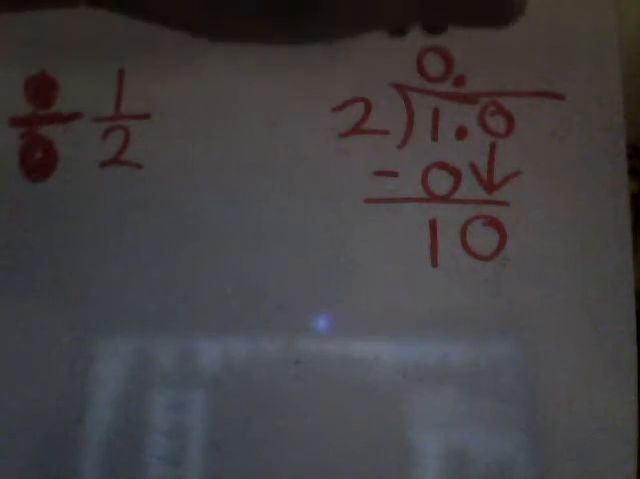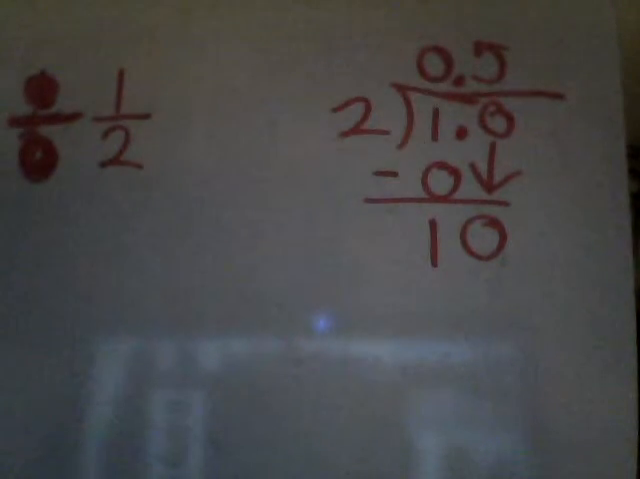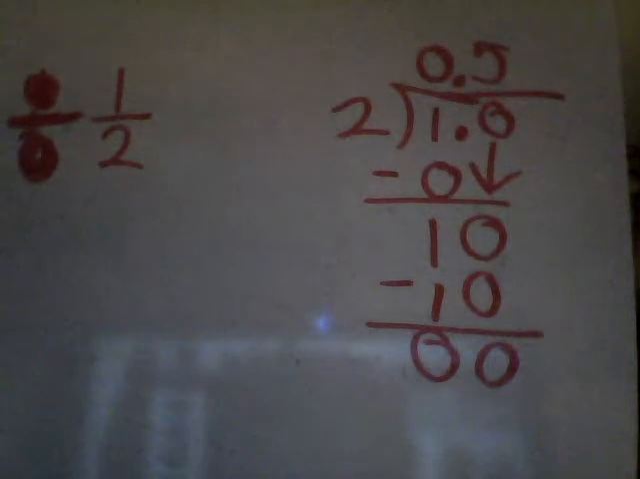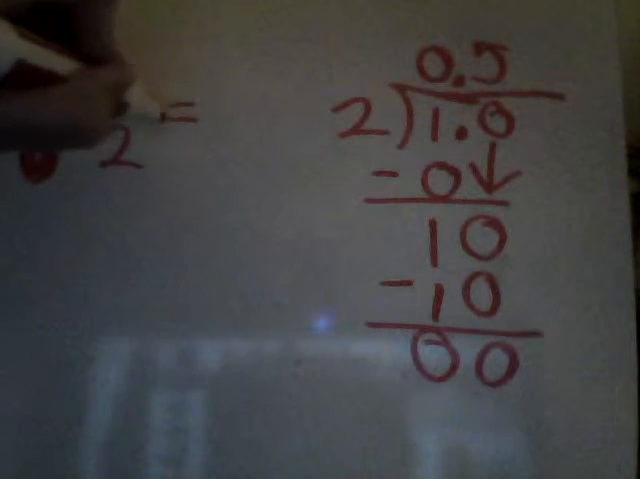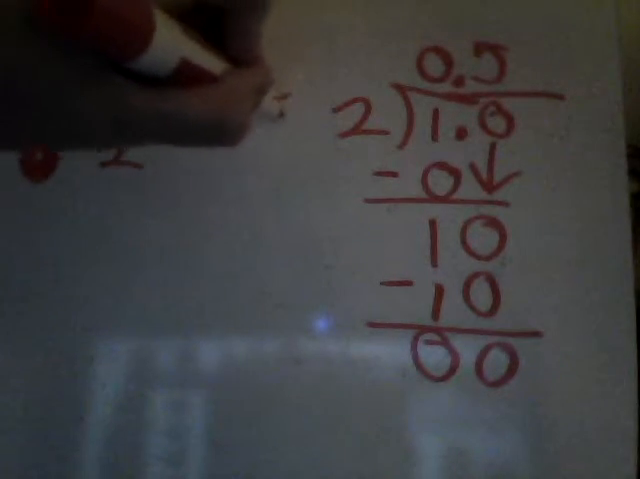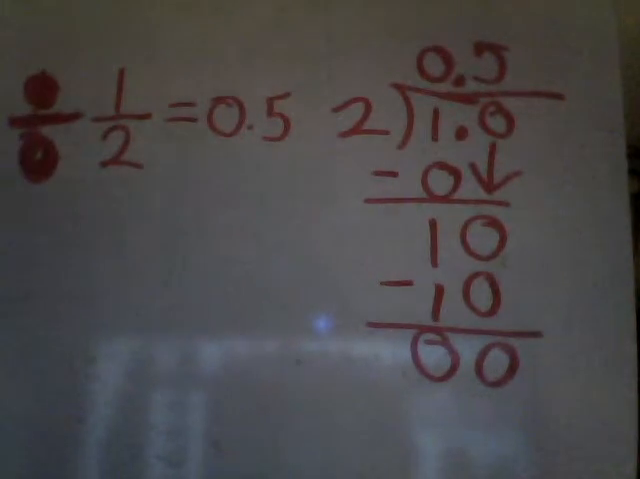2 goes into 10 5 times. 5 times 2 gives us 10. And 10 minus 10 gives us 0. So the answer we're left with is 0.5. So 1/2, or 1 divided by 2, is equal to 0.5. Let's do another one, a little more tricky.